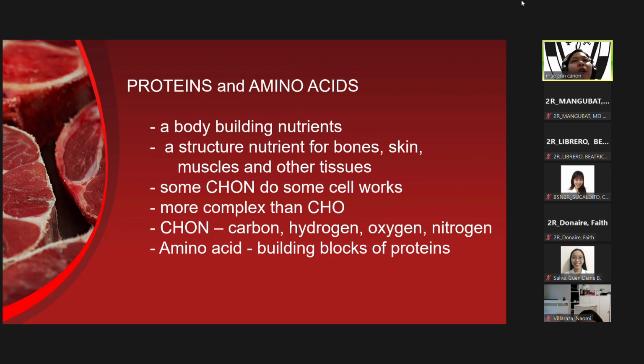What else? To maintain your equilibrium or fluid and electrolyte balance. When it is imbalanced, you will notice in your patient ascites or edema, because the patient's protein is low. So protein will also help to maintain the electrolyte or fluid balance.